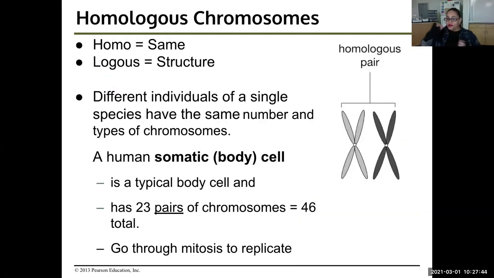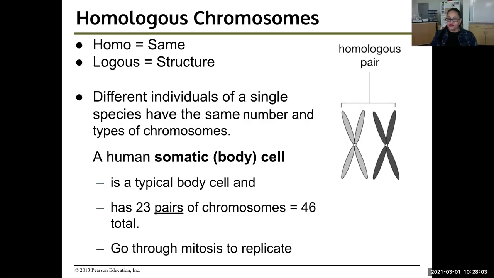Homologous chromosomes. So we know what chromosomes are, but homologous chromosomes are two chromosomes with the same structure. Homologous is a big science word, but homo means same, logos means structure. So they're just two chromosomes with the same structure.